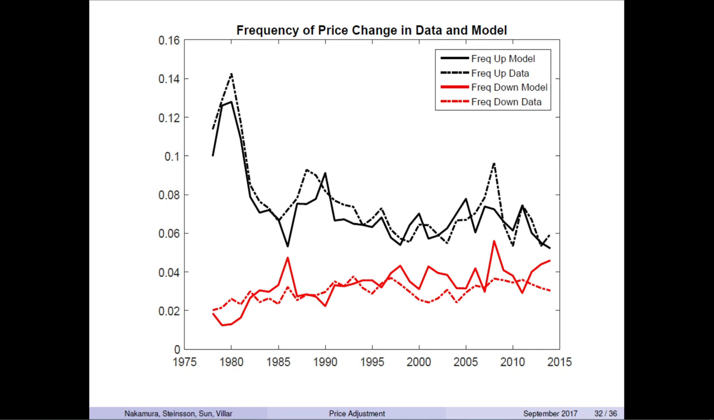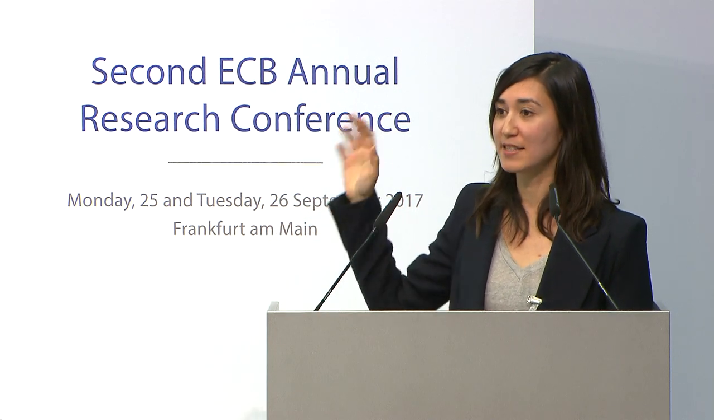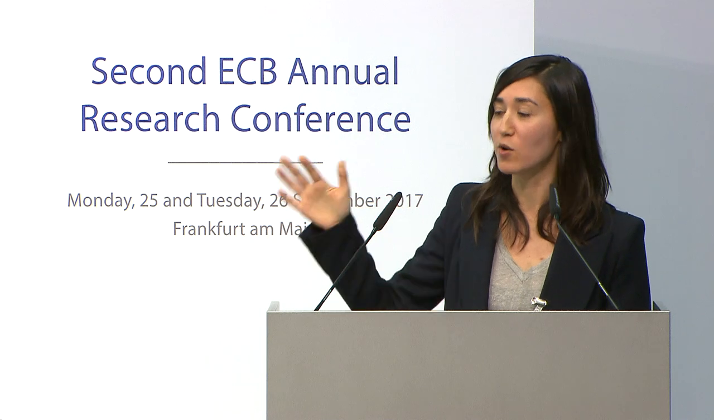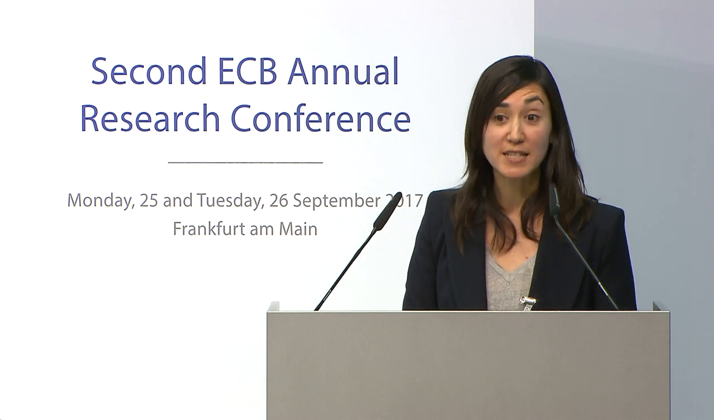So again, I'm breaking out between frequency of increase and decrease. The dashed black line is the frequency of increases in the data. The dashed red line is the frequency of decreases in the data. And then the solid lines are the corresponding values from the model. And you can see, first of all, the model fits the data well in terms of capturing this correlation between the frequency of change and the inflation rate. And also, there's really no tendency for there to be a trend deviation between model and data over time. So if this menu cost model with a constant menu cost over time was failing to capture the fact that maybe with technological change menu cost should be falling over time, then you might expect that the data would be trending up relative to the model. And we don't see that.